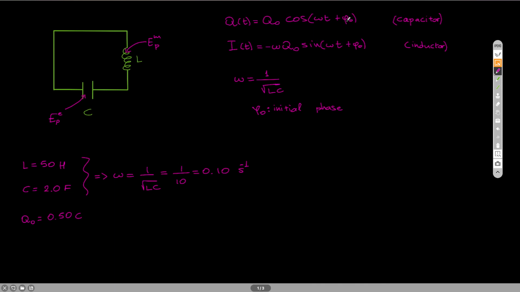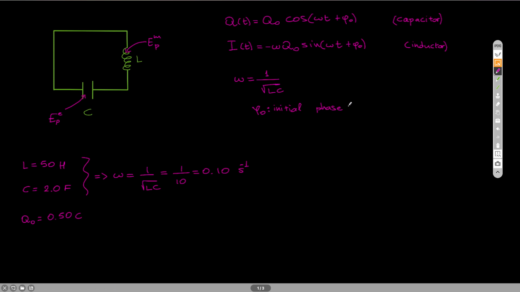Now, if you add another number here for the initial phase phi naught, what we're really doing is shifting the cosine left or right, depending on whether this is a positive or a negative number. But the charge will remain a cosine function, and the current will remain a sine function. The initial phase simply moves your cosine graph and the sine graph to the left or to the right, but it doesn't affect the shape of the graph. The shape remains the same. So the charge and the current oscillate in the same way.